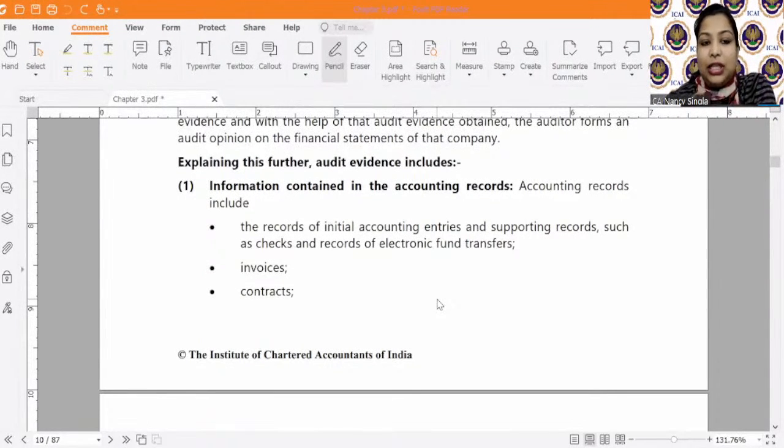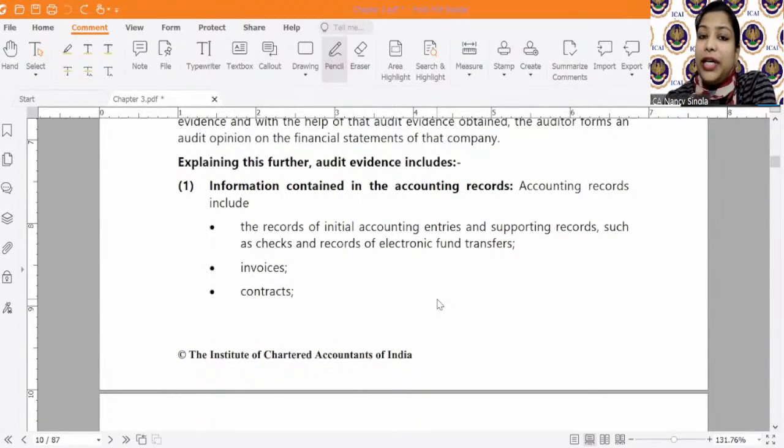Now information can be of two types: information contained in accounting records and other information, right? So information contained in accounting records can be what? Your accounting entries, your accounting records, your invoices, contracts, ledgers, journal entries, your worksheets, spreadsheets, computations, reconciliations, etc. Right? And what can be other information? The other information that authenticates. Authenticates is what? The dictionary meaning is what? Validates. Validates the accounting record.